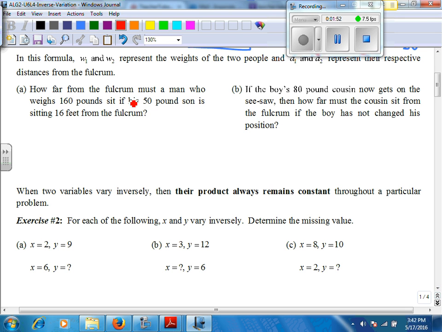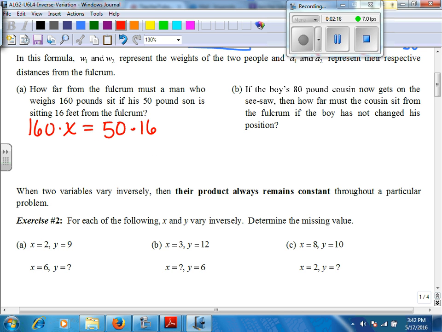Here it says, how far from the fulcrum must a man who weighs 160 pounds sit if his 50-pound son is sitting 16 feet away? So this is the pounds, this is the feet, this is the pounds. Here we're going to look for the feet. We'll call that x. So pounds times feet equals pounds times feet.